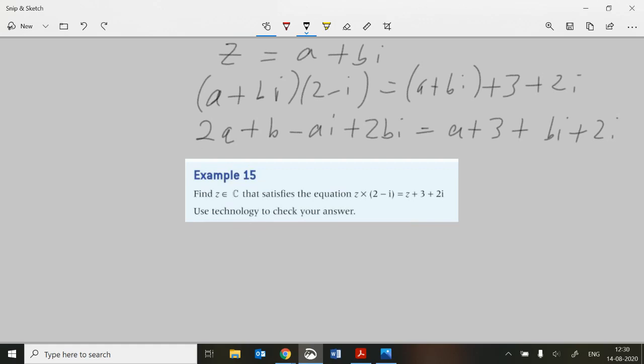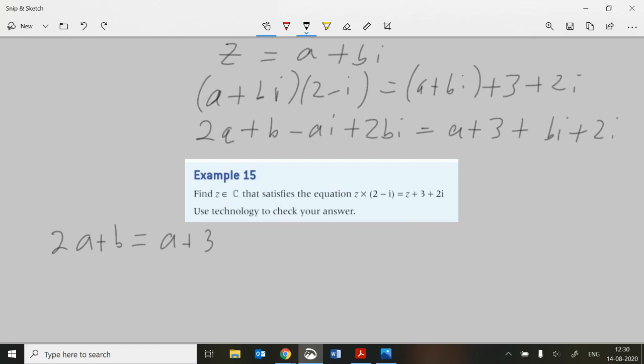Just give ourselves a bit more space here. We've got 2a plus b for the real part there. Now that's got to be equal to the real part on the other side, so that's got to be equal to a plus 3. And then we can set up another equation with the imaginary parts.